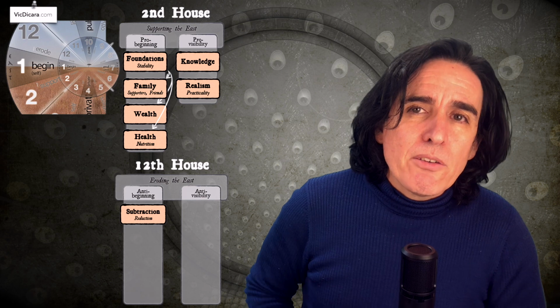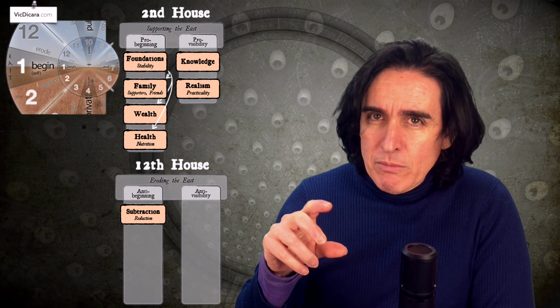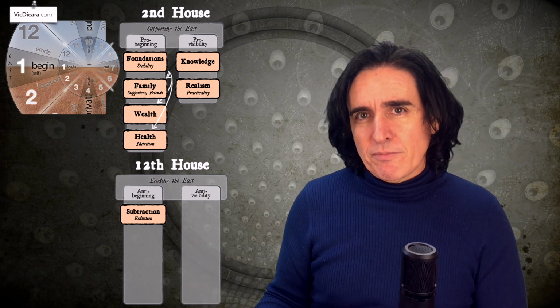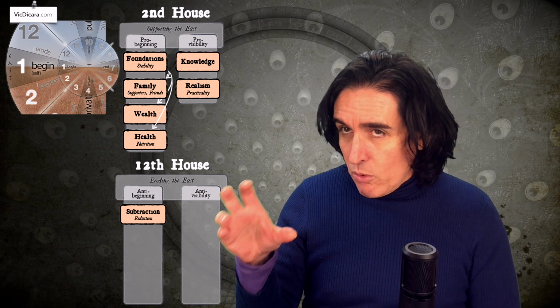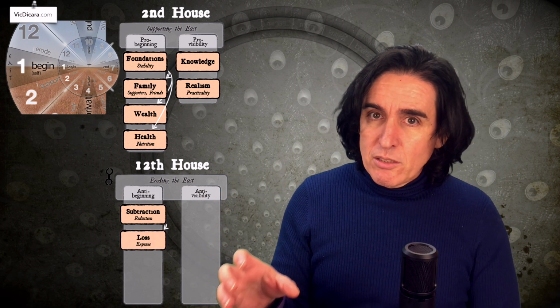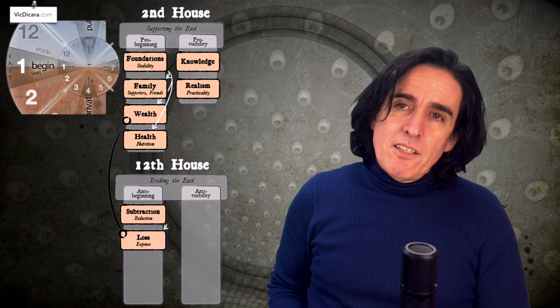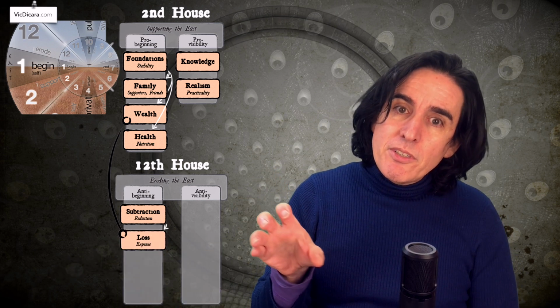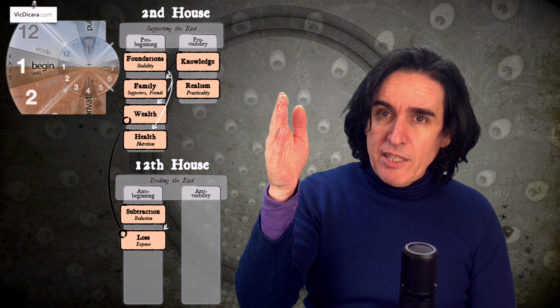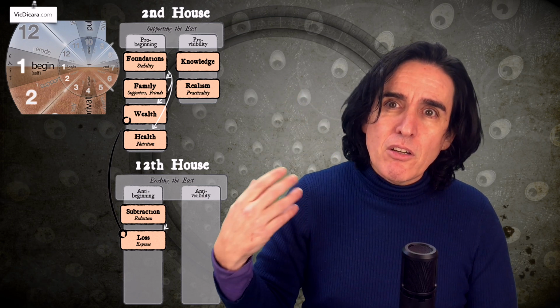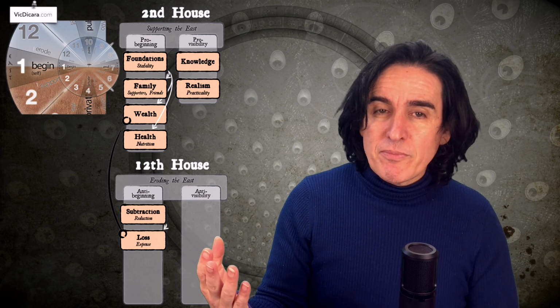Now we can pull that out further to get some more specific images and words to help us understand the second house. Subtracting means losing. So this 12th house is the house of loss. Losing means you spent something. Spending means it's gone, you gave it. So here is the mirror image of wealth from the second house. The 12th house is not wealth, but it's loss or expense.